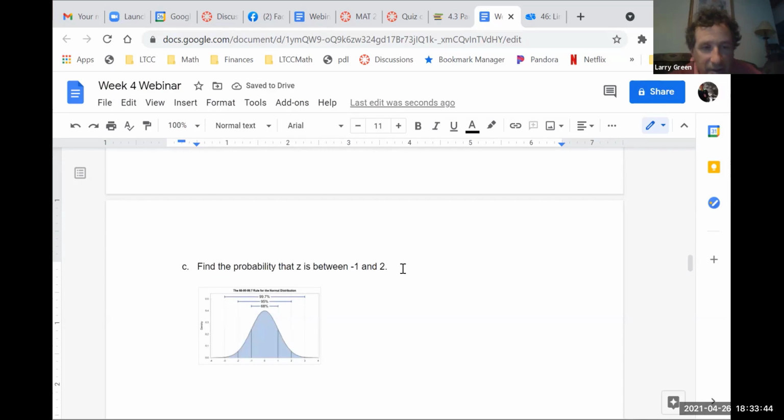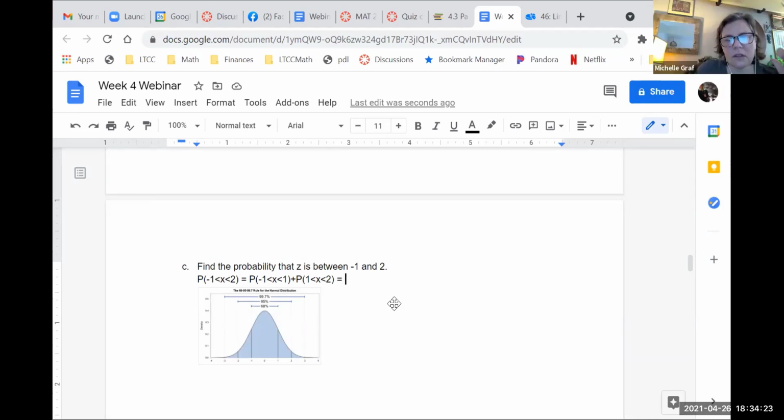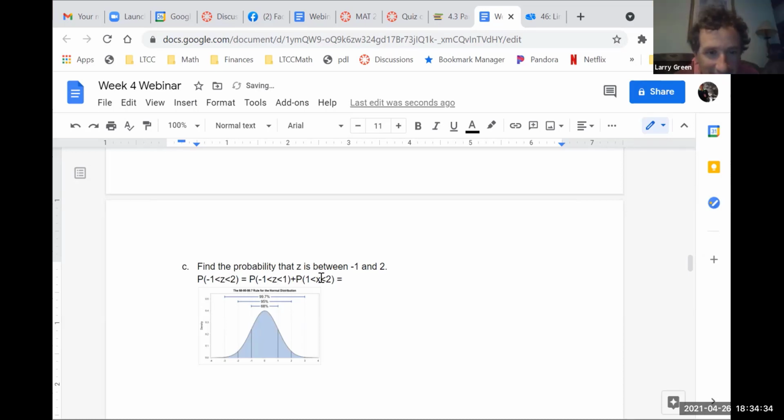Okay, so if I want to go from -1 to 2, then I can do the probability that -1 is less than x is less than 2 is equal to the probability that -1 is less than x is less than 1 plus the probability that 1 is less than x is less than 2. Any questions on that? Is X supposed to represent Z in this scenario? Oh, sorry. Yeah, let me use Z. I'm so used to using X because that's like the math letter. But you're right, it should be Z.